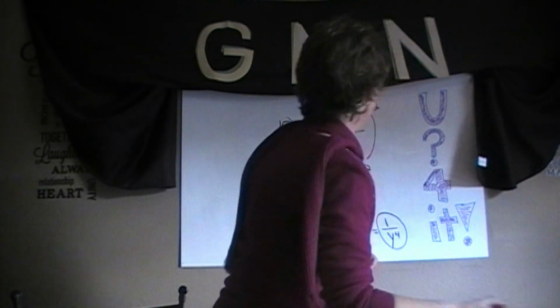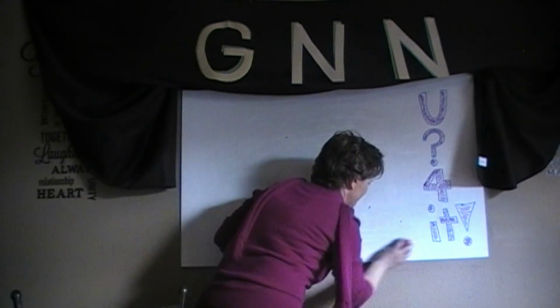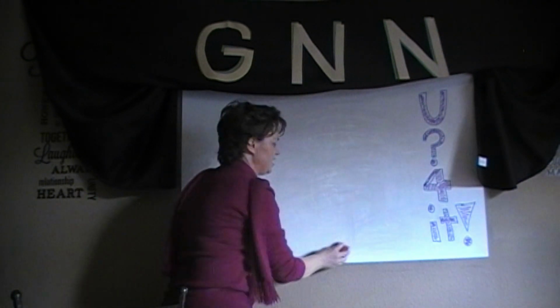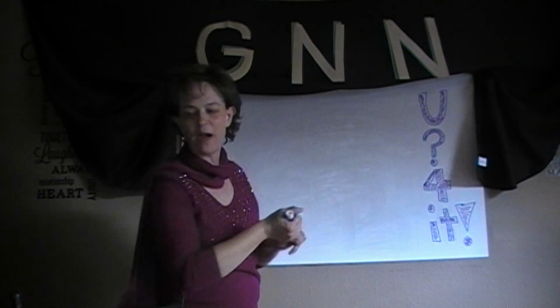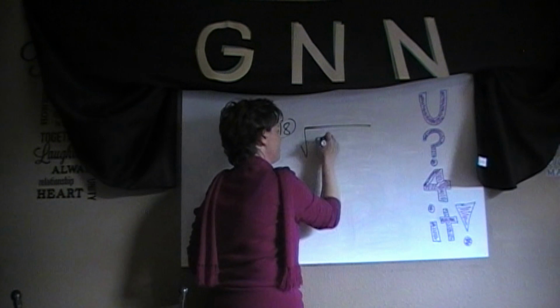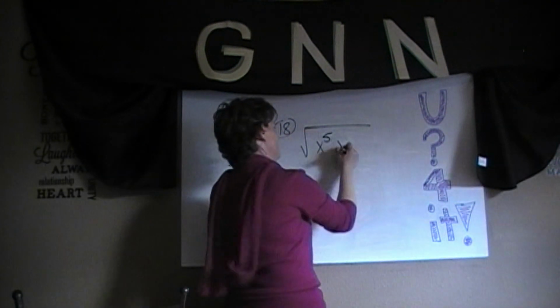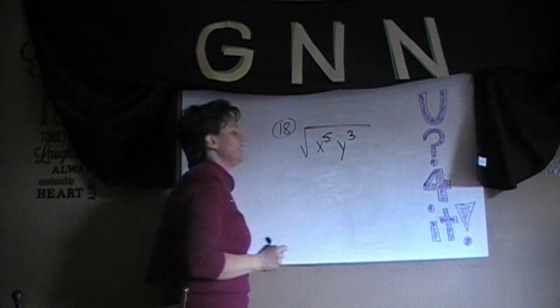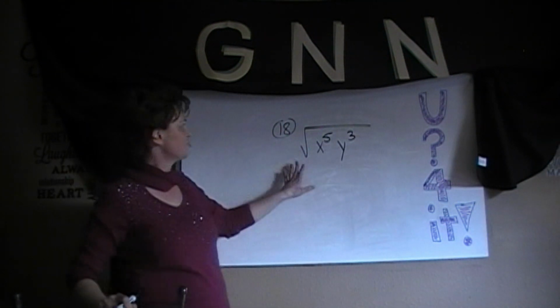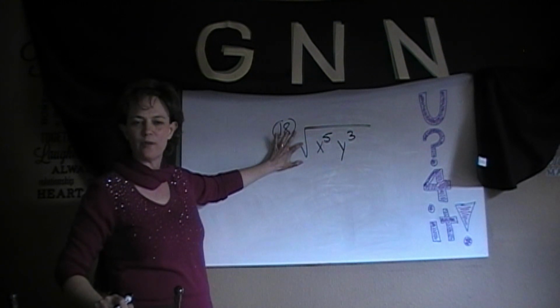All right, so on number 18, you have the square root of x to the 5th and y to the 3rd. All right, now, Sally, when you take the square root of something, what is the number of that root? Do you know?